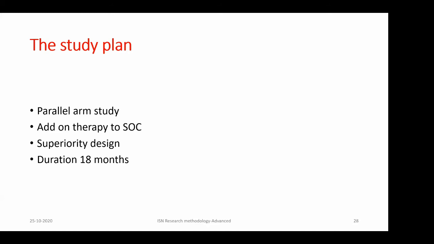So this is my study plan. I'm going to do it as a parallel arm study. I'm going to do it as an add-on therapy to the standard of care. Here the standard of care being optimal use of RAS blockade. I'm going to put it as a superiority design and the duration is 18 months. And again, I would like to tell that this duration can be 12 months. But I would say if your idea is preservation of GFR, it's better to keep it sufficiently long rather than 3 months or 6 months.